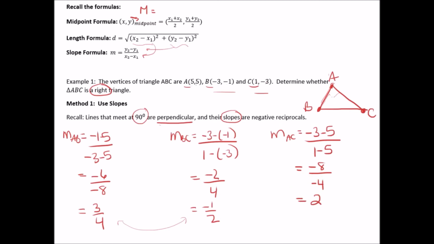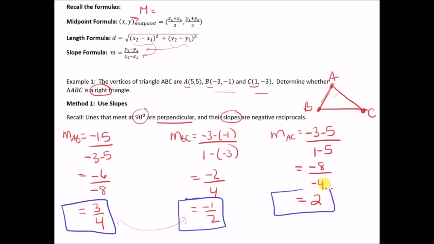So if we compare 3/4, negative 1/2, and 2, we can see that negative 1/2 and 2 are negative reciprocals because this is positive 2 over 1, right? So we can conclude, so therefore, the triangle is right, or this is a right triangle. So we can attempt this using slopes. That's one method.